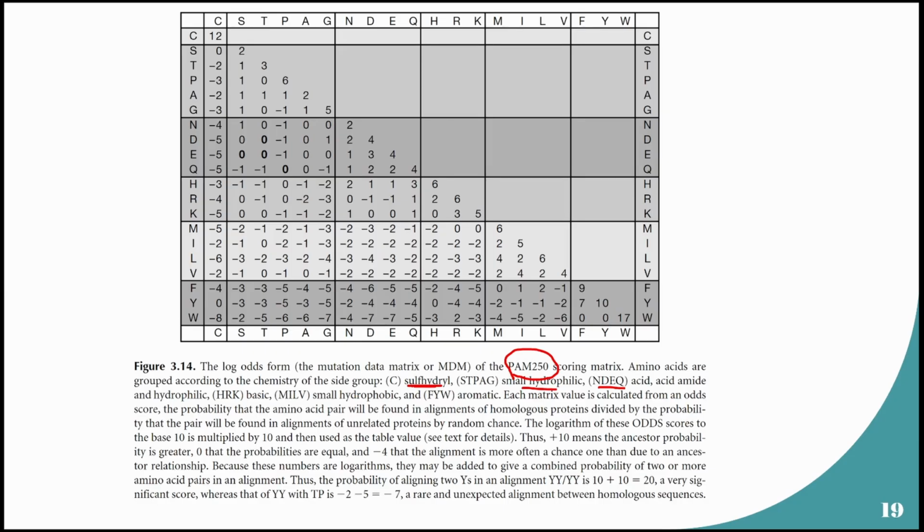And according to the PAM 250 scoring system, they have given the values for each amino acid to amino acid change or mutation rate, right? So by looking at this particular matrix, can you tell which two amino acids are the most resistant to mutation in this scoring system? So which two amino acids are the most resistant to any sort of mutations in this particular case?